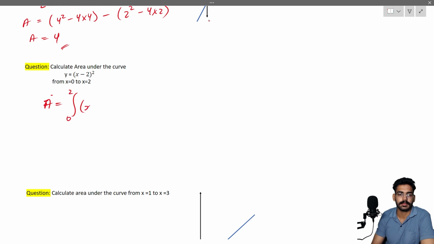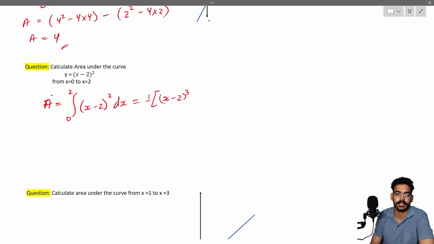What is this? x minus 2 whole square dx. Now what is the integration of x minus 2 whole square? We can say x minus 2 whole cube by 3, right? So 1 by 3 outside, from 0 to 2, right? This is the integration we're going to have. Let's do the integration.